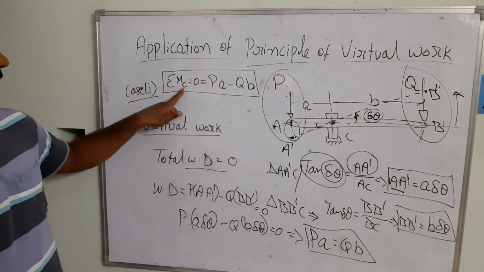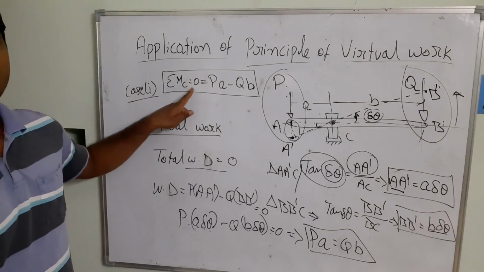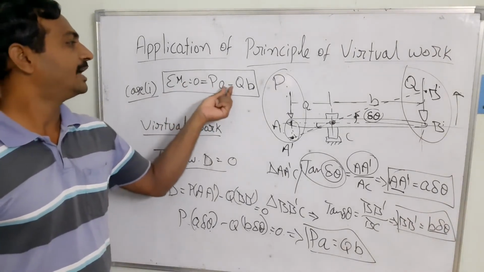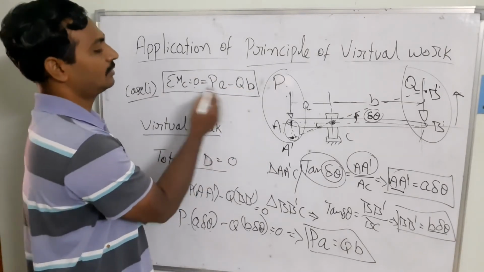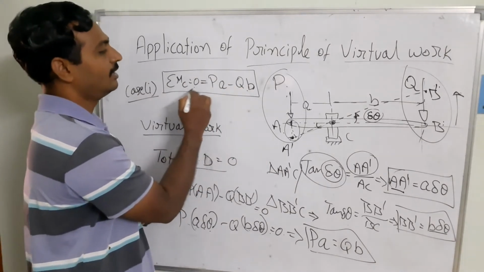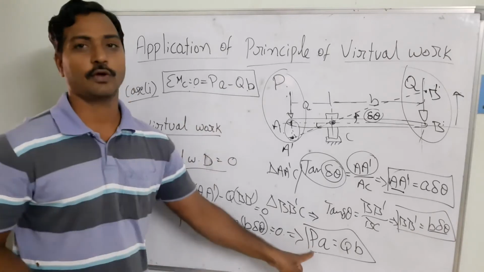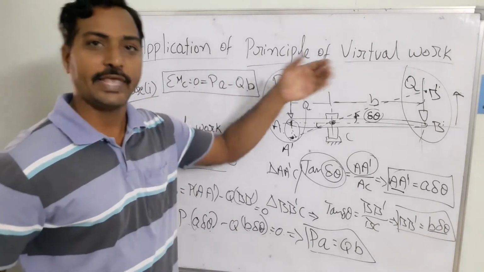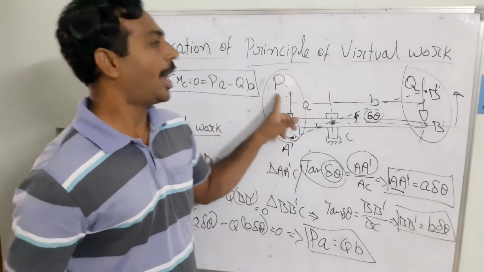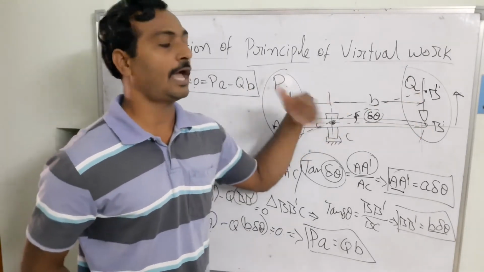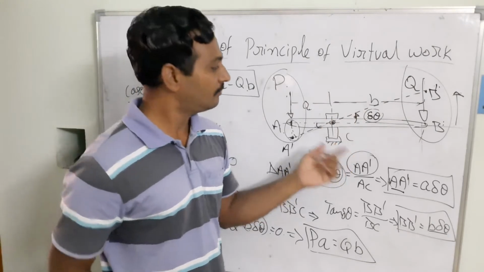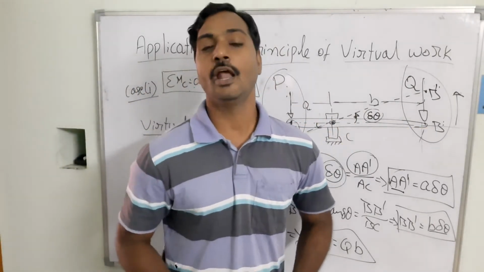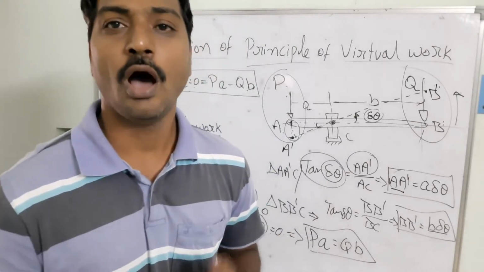The same equation we also got from the equilibrium equation, PA minus QB is equal to 0, that is PA is equal to QB. This is the way we use the principle of virtual work to calculate unknown forces in this member, either external forces or internal forces of the members. Now we will see one more example.